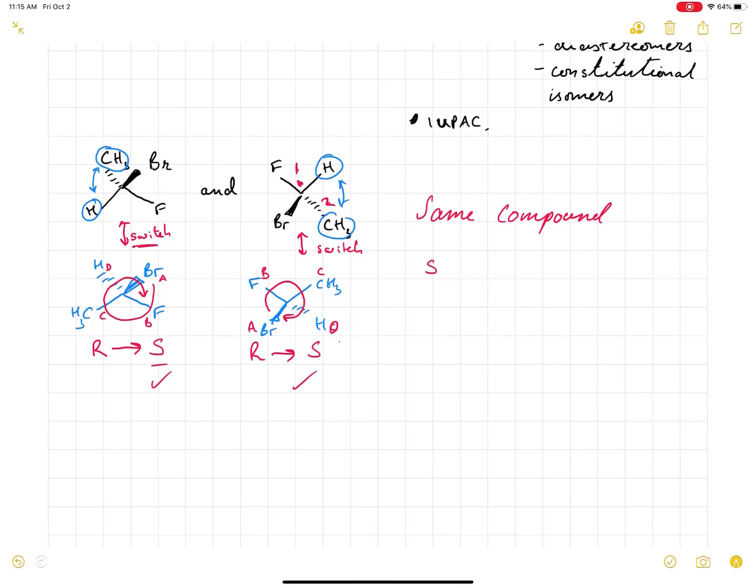So both of these are S. So this becomes S, 1-bromo, because it's alphabetical, 1-bromo, 1-fluoro, and this is ethane because there is a 2-carbon chain. So that's how you would do this one.